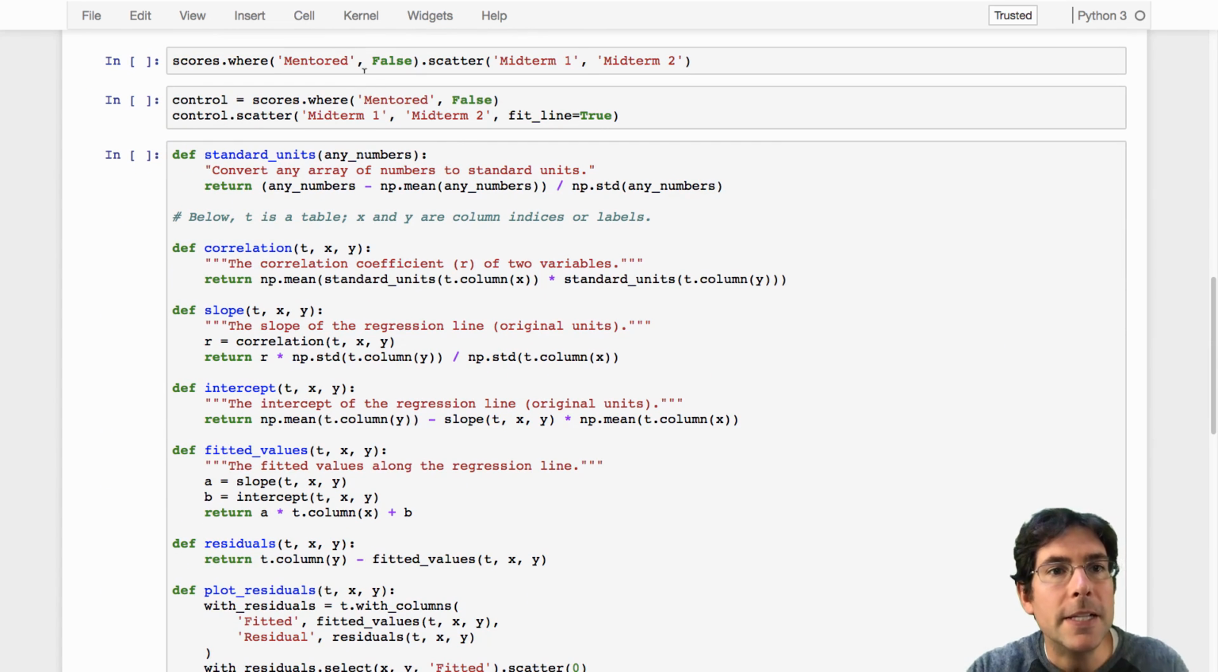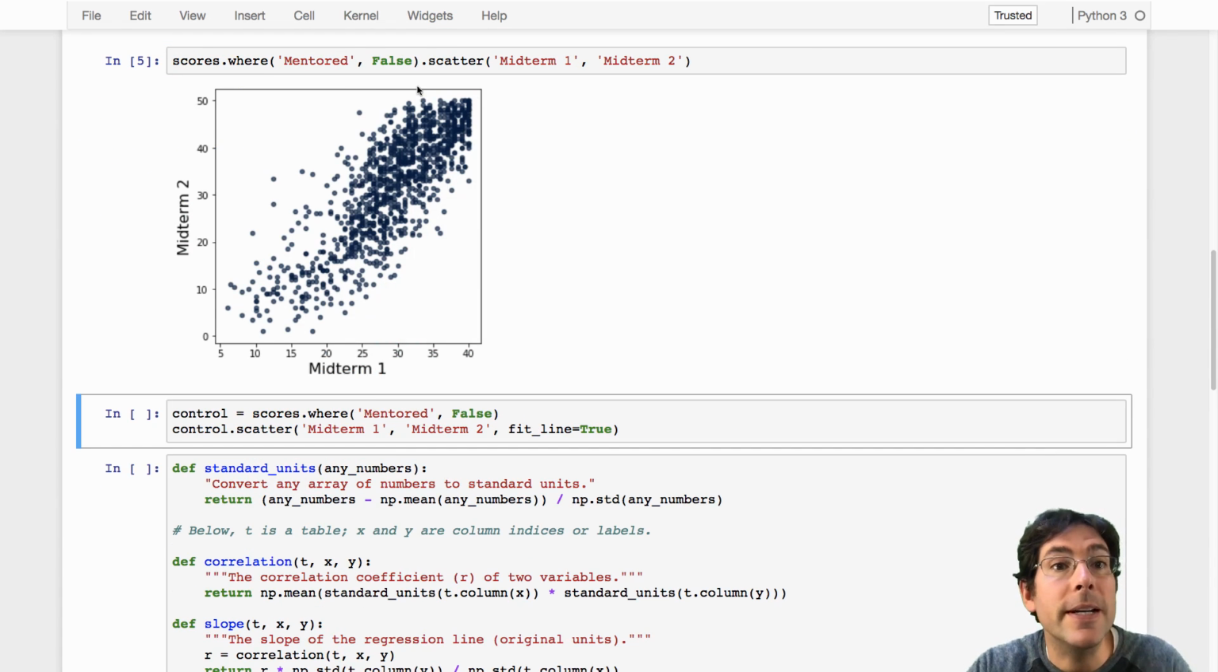Okay, next we're going to look at just the students who did not receive mentoring. This is the control group. We're going to use this control group in order to figure out for each midterm 1 score, what's a typical midterm 2 score that you would expect a student with that midterm 1 score to get? Or what's the average midterm 2 score for that midterm 1 score? So that then all we need to know about a student is their midterm 1 score, 25, in order to guess at what their midterm 2 score might be. In this case, it looks like maybe 28.